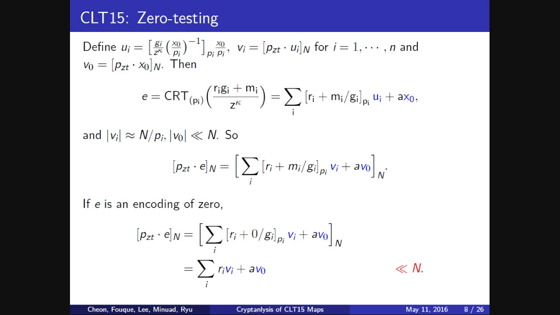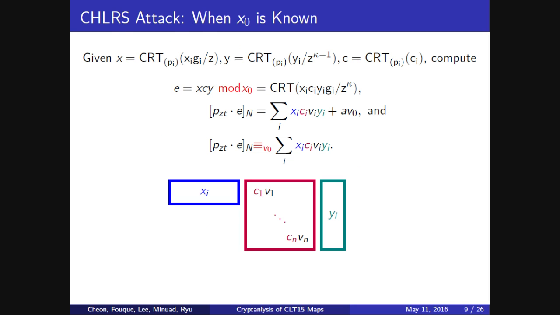The important point is this. If e is an encoding of zero, the r_i are small enough so that the right-hand side of the zero testing value is much smaller than N. In this case, this equation holds over the integers, not mod N, and the reduction does not happen. Once x_0 is known, the scheme becomes equivalent to CLT13 in terms of security. So the CHLRS attack is applied well in this case.